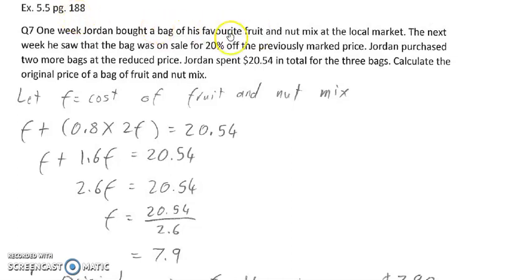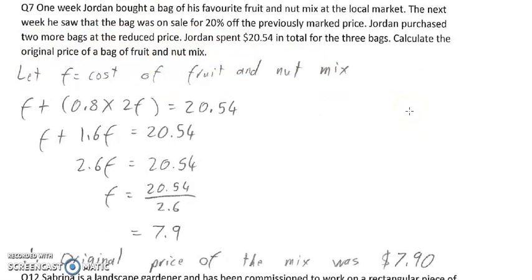One week, Jordan bought a bag of his favourite fruit and nut mix at the local market. The next week, he saw the bag was on sale for 20% off the previously marked price. Jordan purchased 2 more bags at the reduced price. He spent $20.54 in total for the 3 bags. Calculate the original price of a bag of fruit and nut mix.